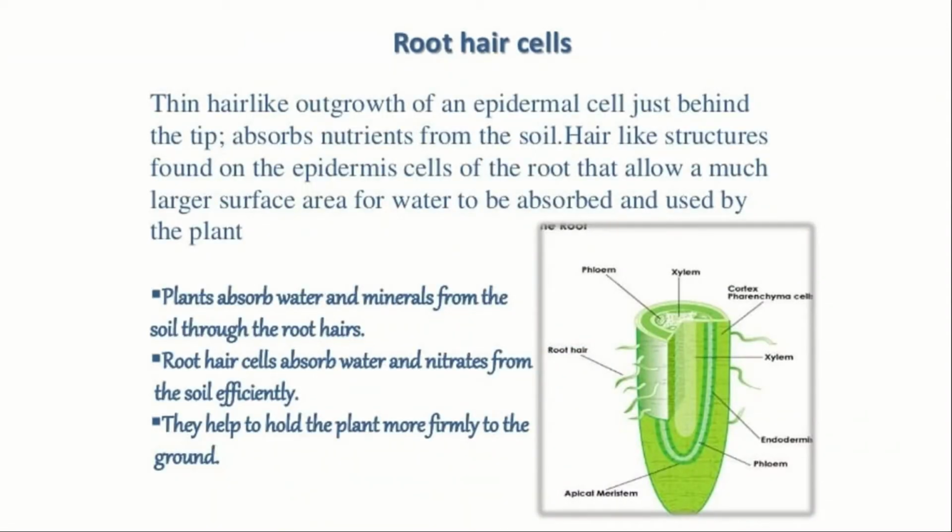Root hair cells. A thin hair-like outgrowth of an epidermal cell just behind the tip. It absorbs nutrients from the soil. These hair-like structures found on the epidermal cell of the root allow a much larger surface area for water to be absorbed and used by the plant. So plants absorb water and minerals from the soil through root hairs. Root hair cells absorb water and nitrates from the soil efficiently. They help to hold the plant more firmly to the ground.